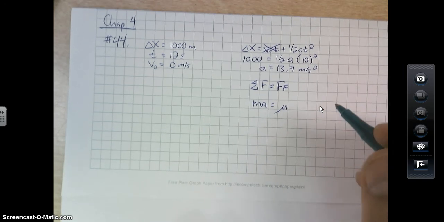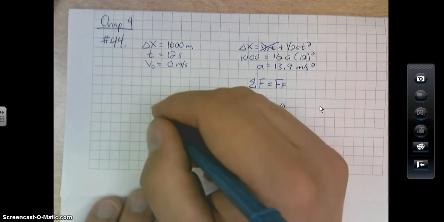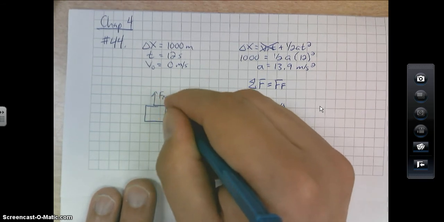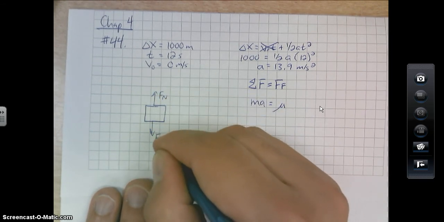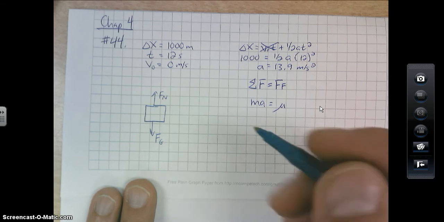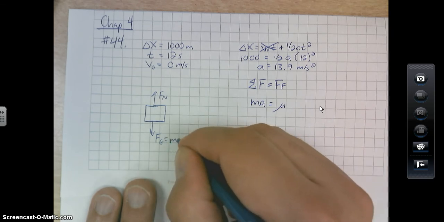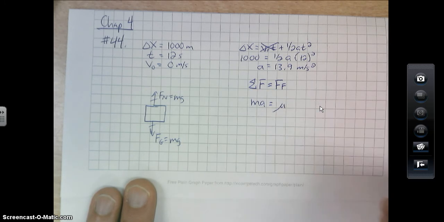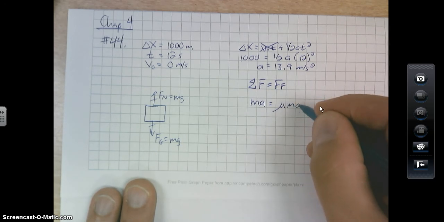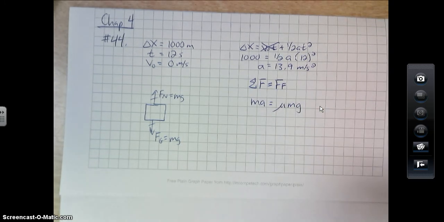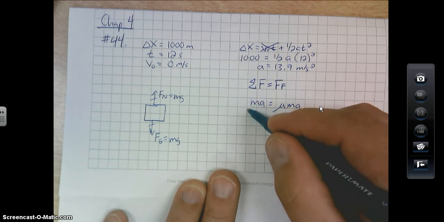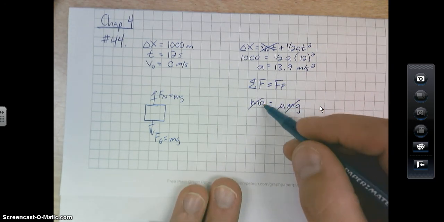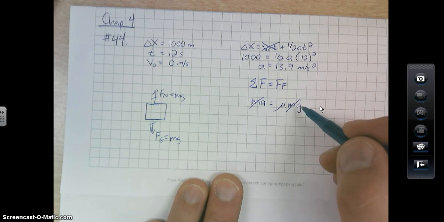And in this case, for F_N, if I draw a little free body diagram here for you, you'd have your F_N this way, and you'd have your F_g this way. F_g is equal to mg, and the car is not accelerating up or down, so the normal force is also mg. So I can replace that right there, and what that allows me to do is get rid of the mass. So I now know that the acceleration is equal to mu times g.